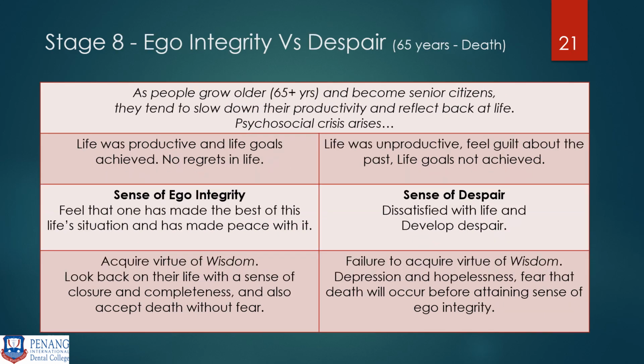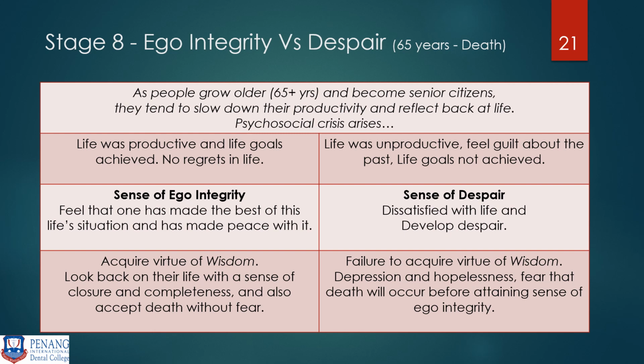The next stage is ego integrity versus despair. So this is the late adulthood, 65 years till the person dies, and this is the age group where people retire, and then they look back at their lives and they try to assess their lives, reflect back on their lives. And the crisis that arises here is that if they feel their life was productive and the life goals were achieved, they feel no regret in life, they will develop the sense of ego integrity. That means they feel that one has made the best of this life situation and has made peace with it.